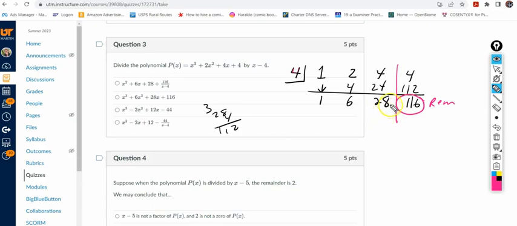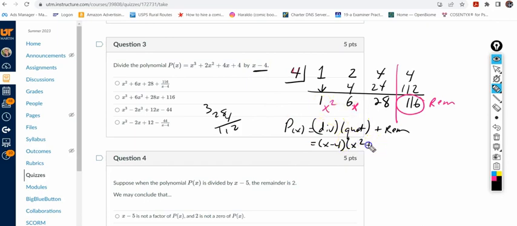So I start here at the line. That's my constant, my coefficient for x, my coefficient for x squared. So I can write p of x as the divisor times the quotient plus the remainder, which is going to be, the divisor is x minus the number in the box, or what you divide it by, times the quotient, 1 times x squared plus 6x plus 28, plus the remainder. Now, none of my answers look like this. None of my answers look like that.